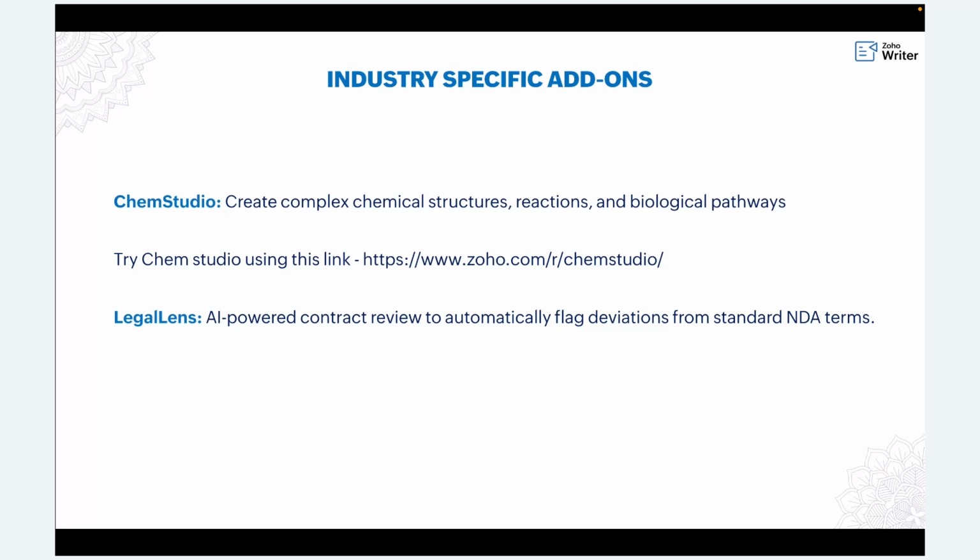accuracy and structure. And another powerful add-on that we are building is Legal Lens. Legal Lens is an AI-powered contract review tool that helps legal teams automatically compare contracts against the standard template. It flags deviations from approved NDA clauses, highlights potential risks, and also brings attention to non-standard terms. This significantly reduces the manual review effort and helps legal teams move faster without compromising compliance.